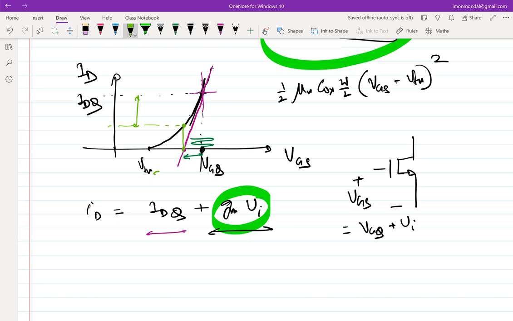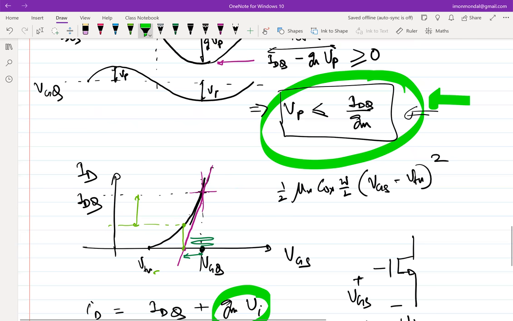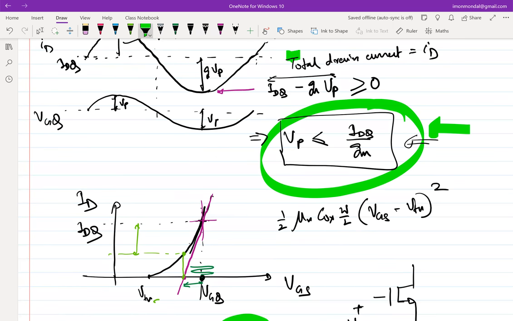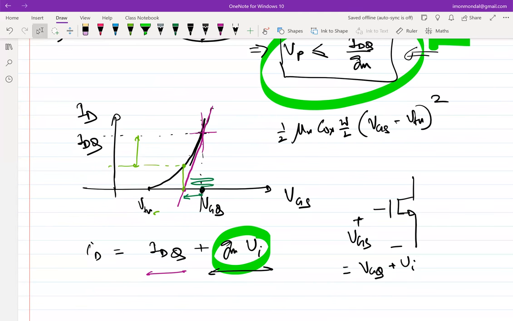In this course, we'll assume that as long as we are satisfied with this constraint, that the total drain current using the small signal equivalent is equal to zero, we are fine. This is what we'll be following throughout this course.